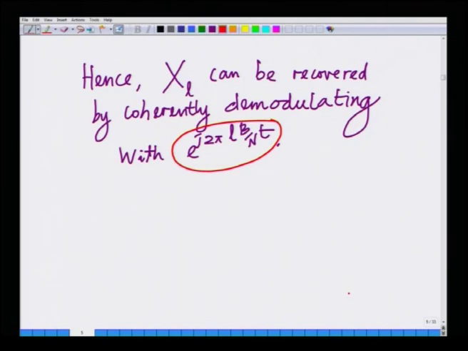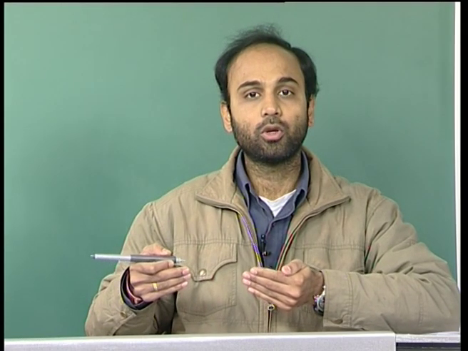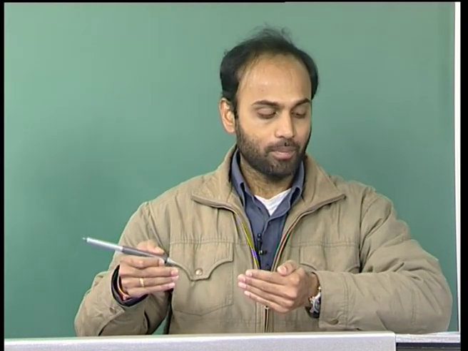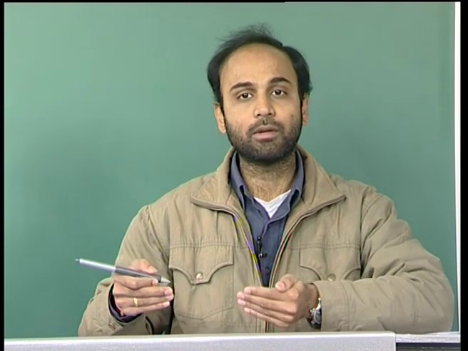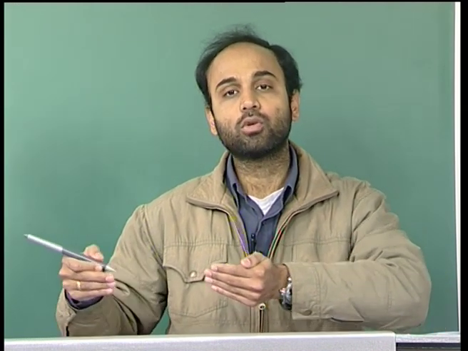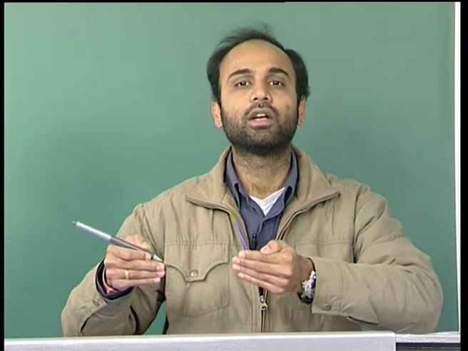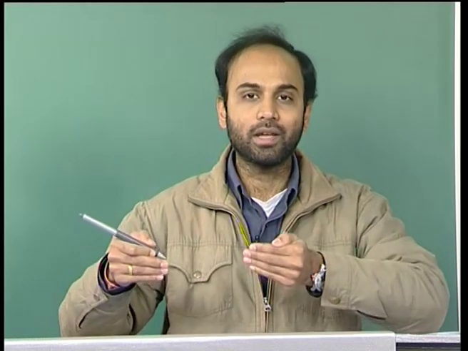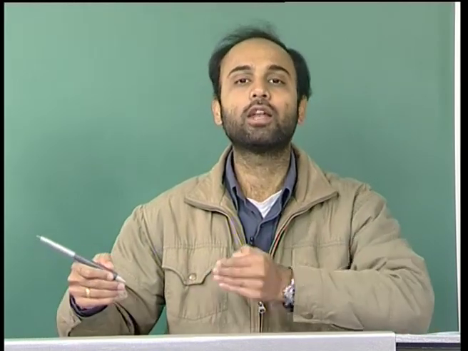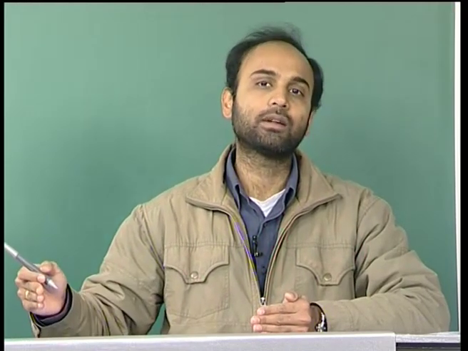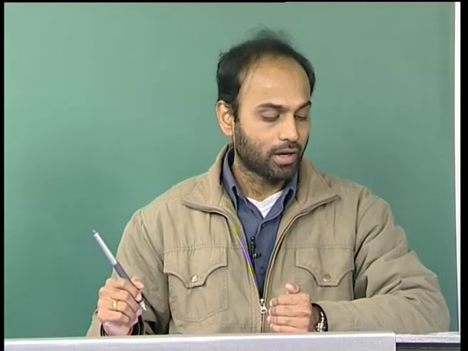So, what I need at the receiver are n demodulators e power j 2 pi L b over n t, with the appropriate index L equals minus n by 2 minus 1, minus n by 2 minus 2, and so on up till n over 2, because remember index i is slightly different, it is not from 0 to n minus 1, it is from minus n by 2 minus 1 to n over 2. So, by demodulating with the coherent subcarriers appropriately, I can recover all the modulated information symbols.